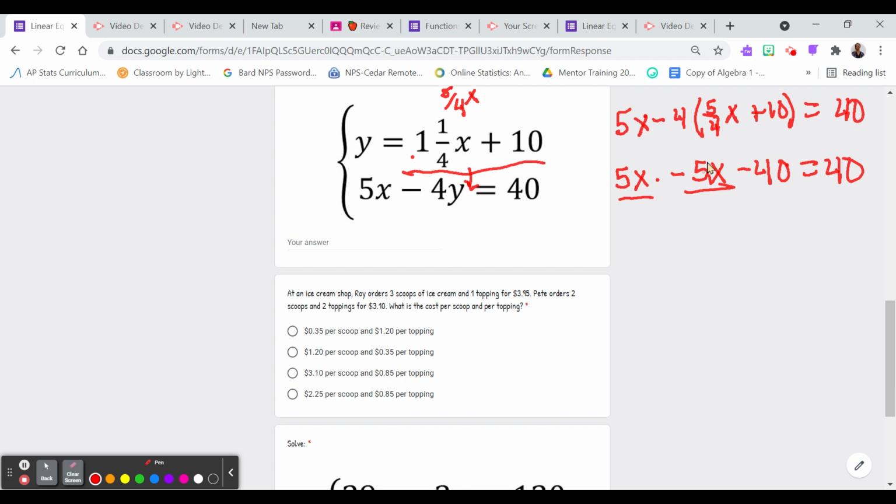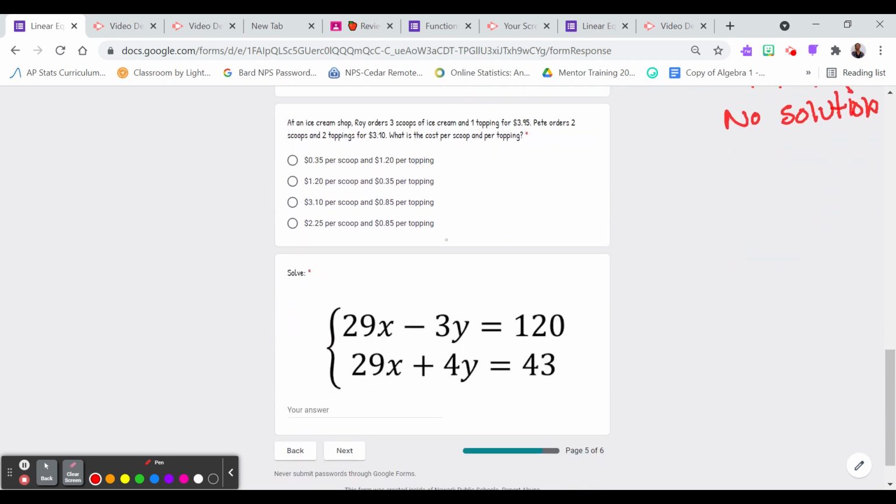So 5x minus 5x, well, they cancel out actually. So I'm left with negative 40 equals 40. I look at this, it doesn't make sense. So negative 40 cannot be equal to 40. Whenever I have an equation like this that's inconsistent, it's not true, there is no solution. If I would have had an equation that was true, say I had 40 equals 40, I would have infinite solutions. So remember, with your systems, you can have either no solutions, infinite solutions, or one solution. So this is definitely a case with no solution.